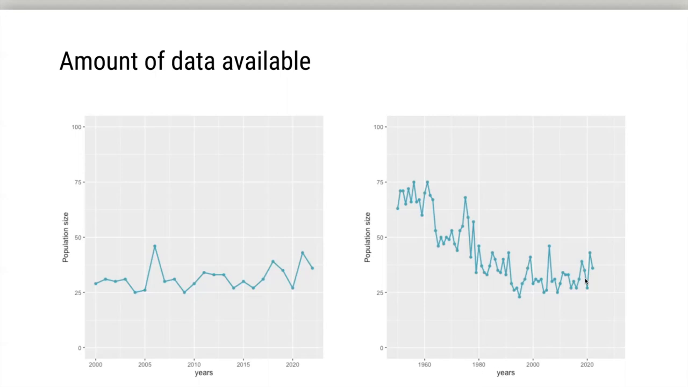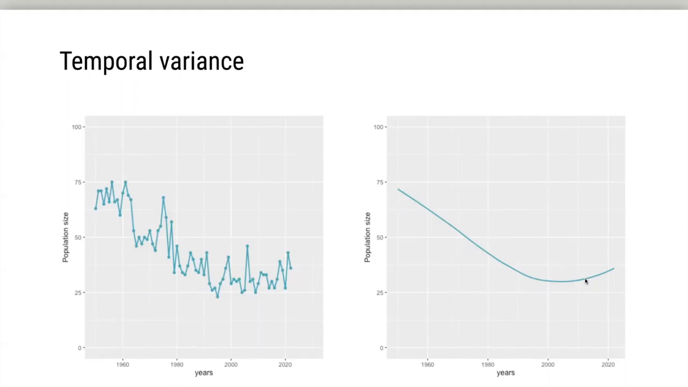Same for the temporal variance in the data. On the plot on the left, you see a lot of interannual variation in population size. And on the plot on the right, it's a smooth curve. It's like an ideal, perfect population. Imagine if you had a very linear, I mean, here it is non-linear, but very low interannual variance in the data. It would be much easier to make predictions about what's going to happen in the next years. And it's much harder to have precise estimates if you have a lot of temporal variance in the data.